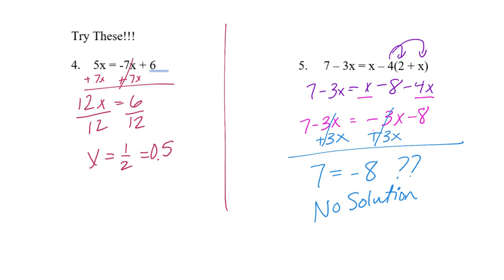Because 7 cannot equal negative 8 and all the x's went away, we had to figure out something there, and that means that the answer is going to be no solution. Let's talk about those type of problems next.